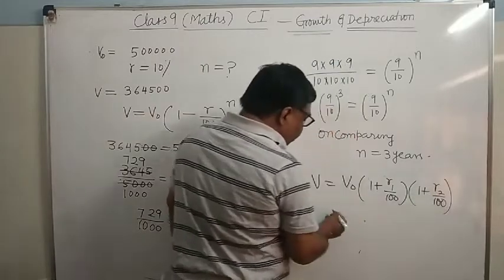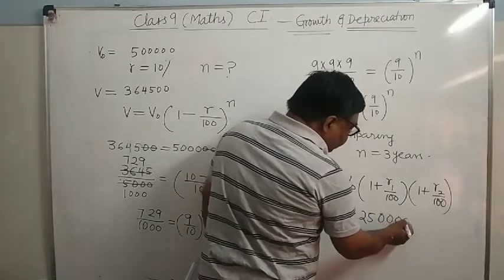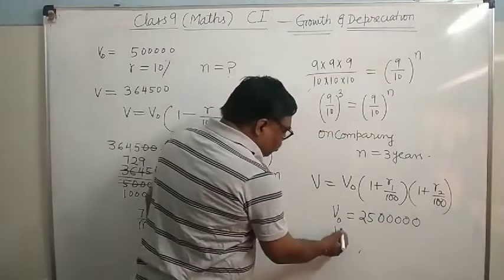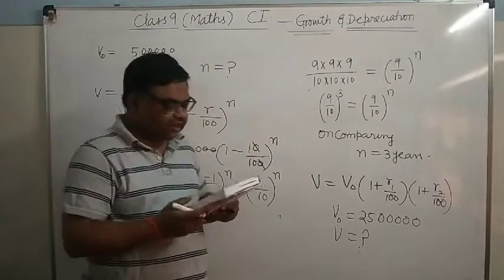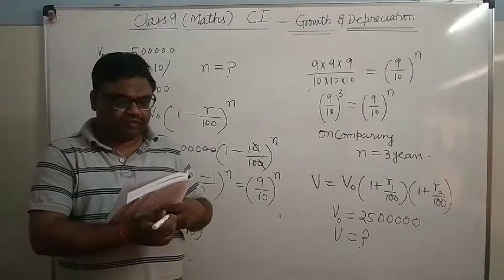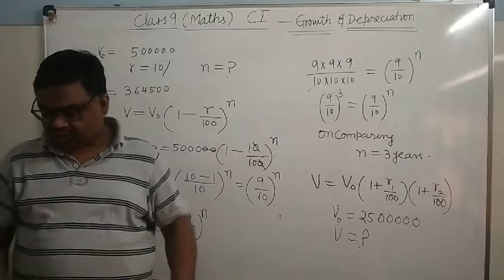It's clear. Here V0 is given as 25 lakh, and you will find V. So what will be the total profit? Total profit will be equal to V minus V0. Now question number 14, this I will do.